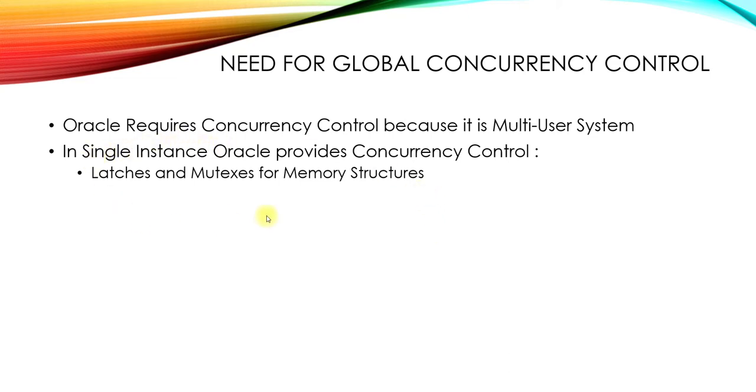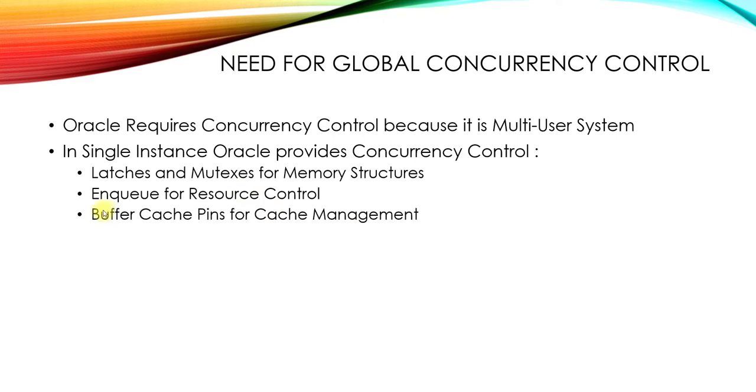So latches and mutexes, because multiple processes want to access the objects, are the way Oracle has created to protect the memory structure for concurrency control. And enqueues have been created for resource control, resource being whatever, so tables, blocks, and blocks contain multiple rows. So enqueues protect that. The buffer cache pins protect the cache management.